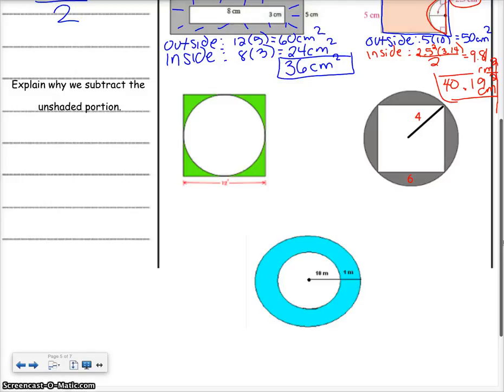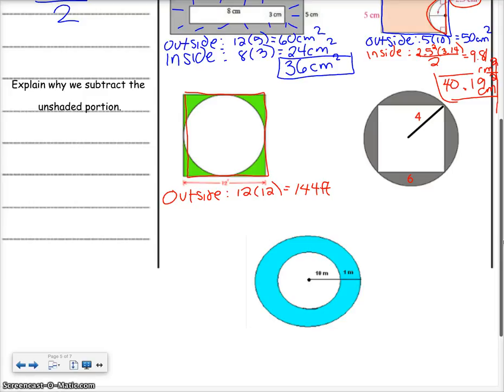My outside shape. What's my outside shape? It's a square. And what are the dimensions of my square? 12 by 12. I'm not doing a good job at drawing my square, but it is a square. So my outside shape is 12 times 12, which is 144. That little apostrophe represents feet.